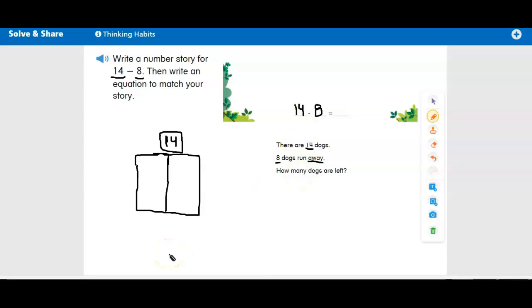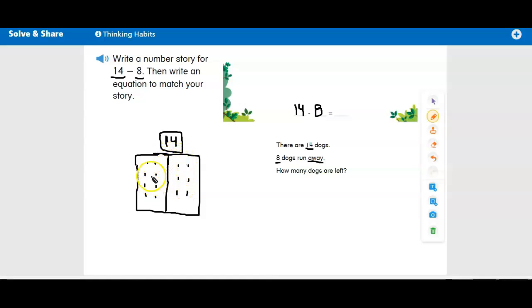So for this, I am going to use the strategy of the part, whole chart. And if you would like to use a different strategy to solve, like a tens frame or a number line or even drawing pictures, that is perfectly fine. But I'm going to use a part, whole chart. So I know my part of 8, so I'm going to make 1, 2, 3, 4, 5, 6, 7, 8. And now I'm going to count on from 8 to get to 14. So I'm going to count on this side and say 9, 10, 11, 12, 13, 14.